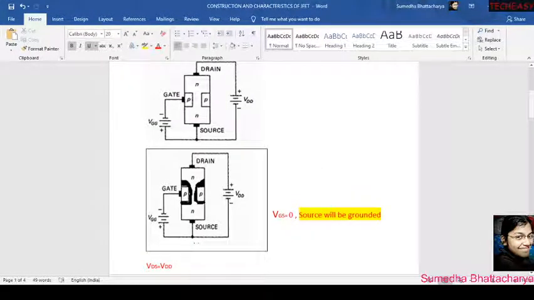So with this lecture I will end the topic of JFET. Next day I will discuss MOSFET, metal oxide semiconductor field effect transistor, another type of FET.